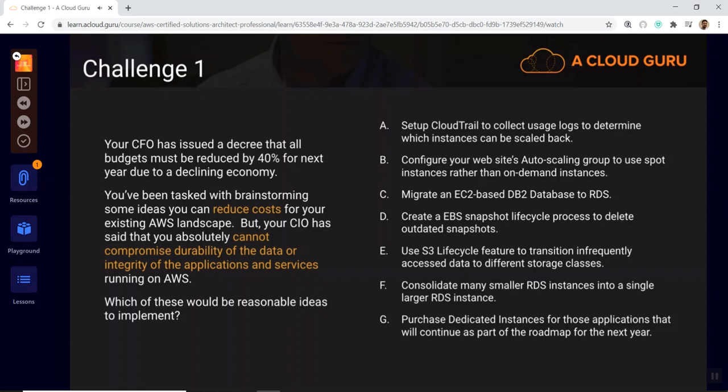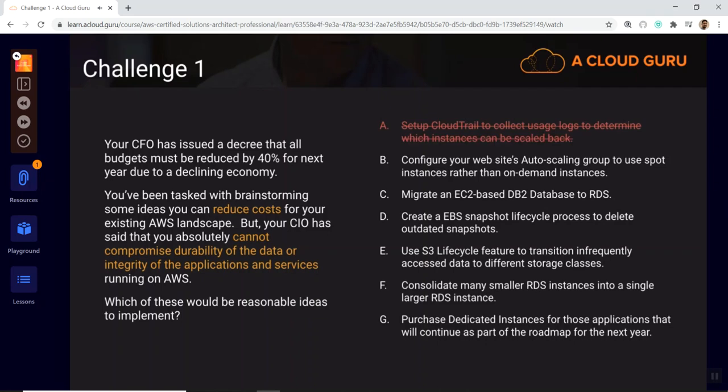So option number A says, set up CloudTrail to collect usage logs to determine which instances can be scaled back. Well, the problem with this one is CloudTrail is a tool that monitors API access. CloudWatch is a tool that can collect machine statistics. So CloudTrail is the wrong tool here. So I can eliminate this one.